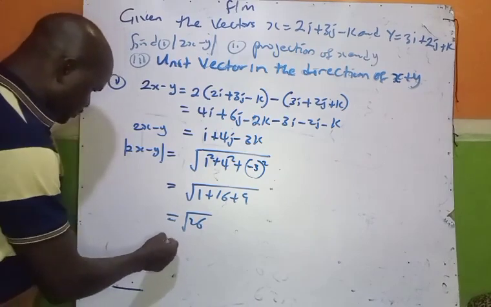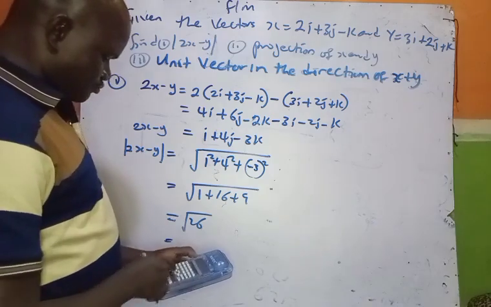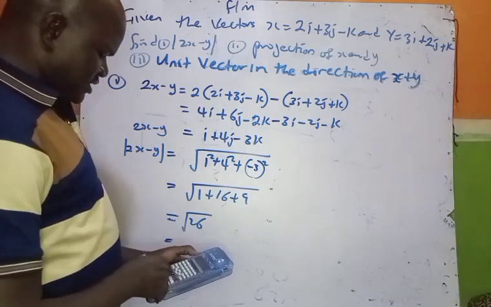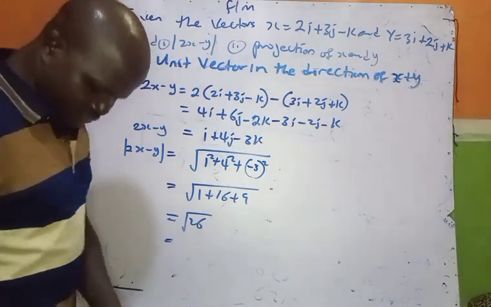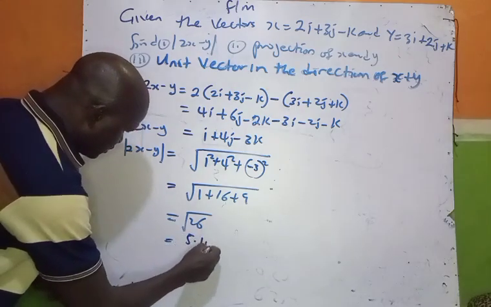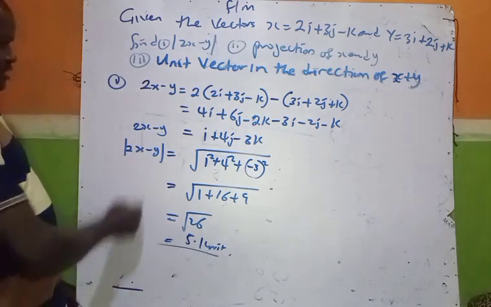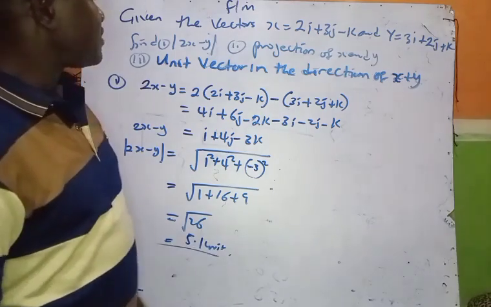Or if you want to get your answer in units, so you have square root of 26, that's 5 point something. So 5.1. So you can have this one as 5.1 units. So that's it. So that's for the modulus.